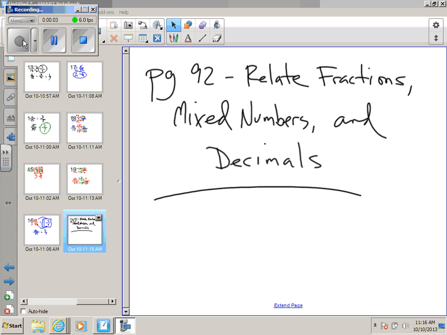Relate fractions, mixed numbers, and decimals.